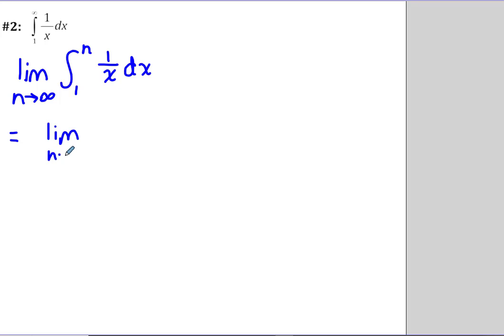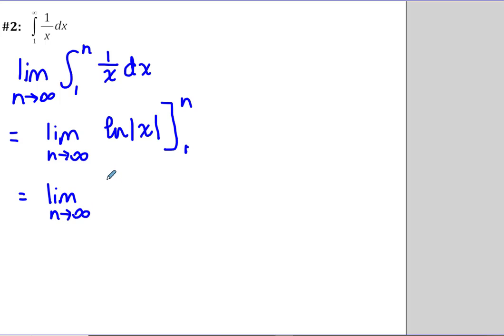In this second example, we'll first rewrite this as the limit as n approaches infinity, and we'll replace the upper bound of our improper integral with n and evaluate 1 over x dx, and then take the limit at the end. So the limit as n approaches infinity of this definite integral would be the natural log of the absolute value of x evaluated from 1 to n. I don't want to do the limit until I've evaluated the integral.